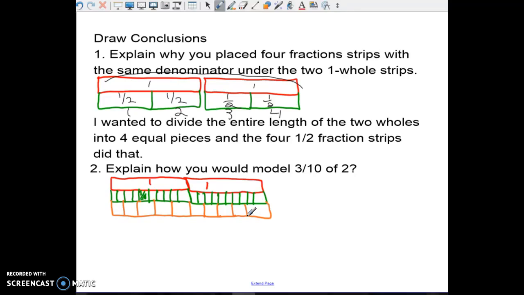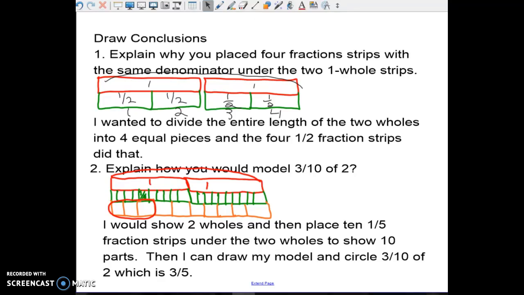Right, 3 of these, because that would be 3 out of our 10 parts. That makes sense? We have our 2, we divided it into 10 parts, and we want to circle 3 of those. It's a little harder when you're thinking of this as your whole instead of just one fraction strip as your whole. So let's work on putting that into words.